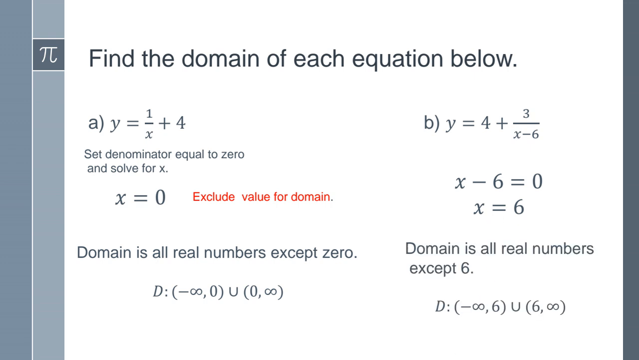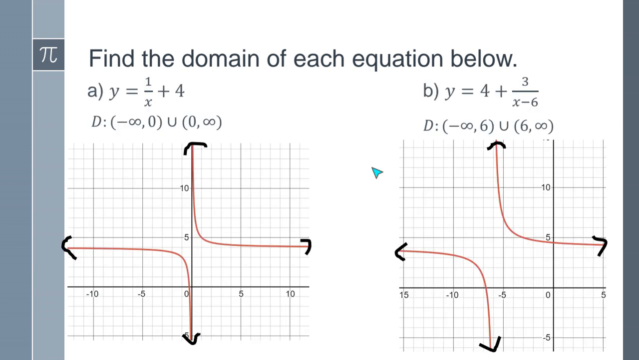So we're going to go from negative infinity to 6. Notice I use a parenthesis because I don't want to include 6. And then union 6 to infinity. Okay, these were the graphs here. That way you can see a visual. And let's go on to the next one.